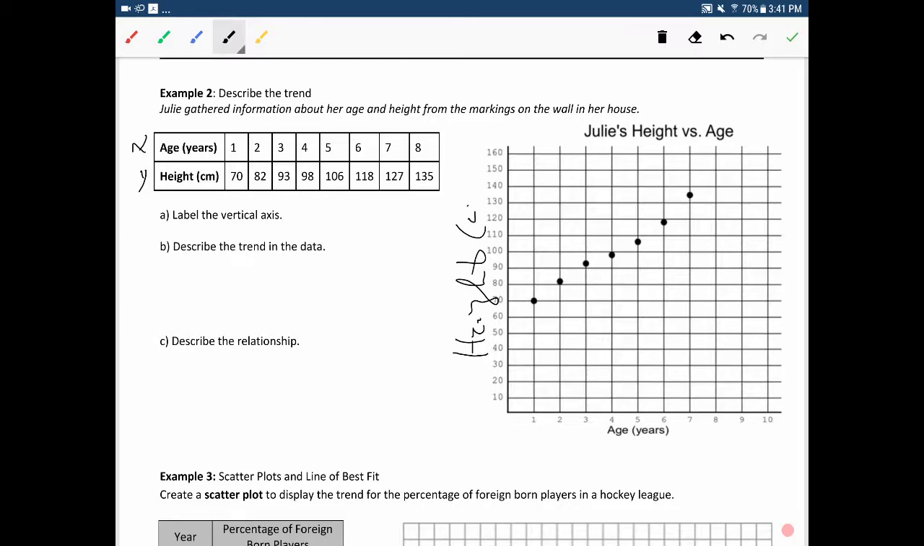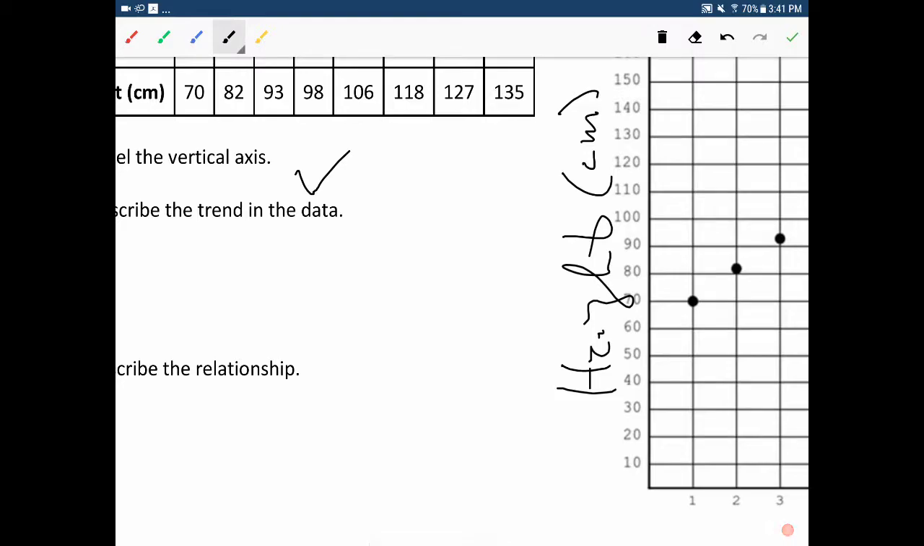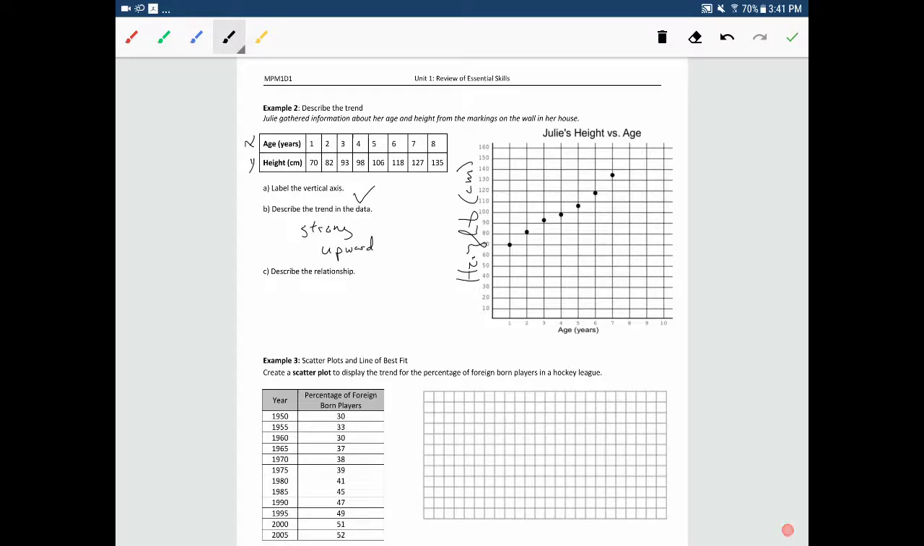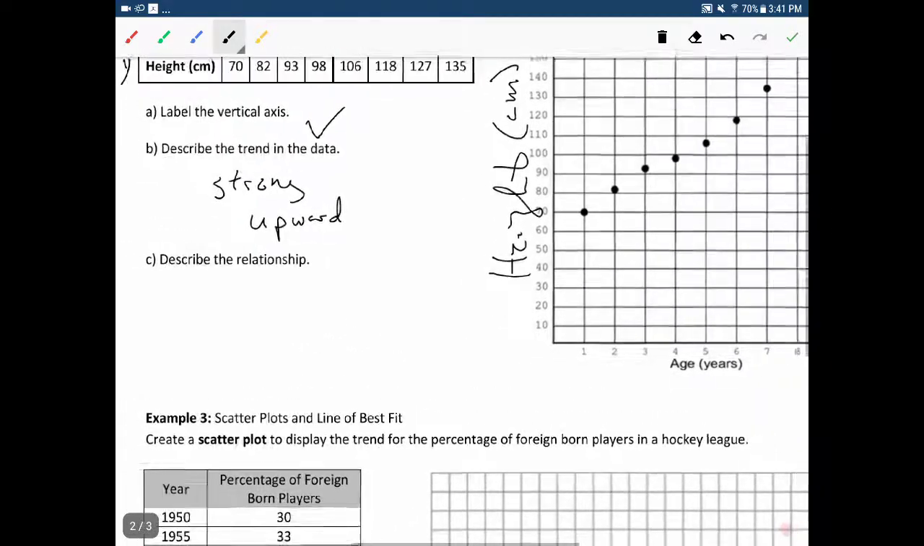Okay. And remember, labeling these axes, that's where you get those easy communication marks, just for remembering to do those. Okay, so there you go. So that's done. So we're going to describe the trend in the data. So this is definitely a strong upwards trend. Sometimes we call that a positive. Strong positive is what's actually more commonly used, but that's okay.